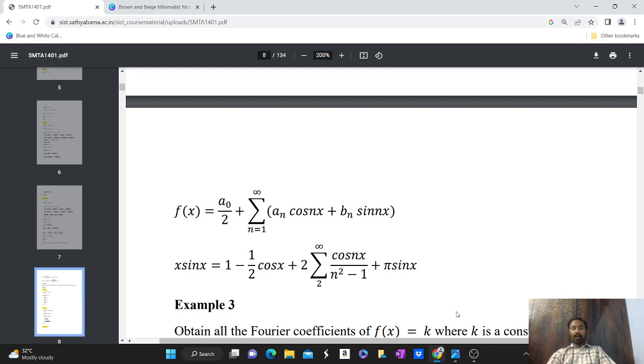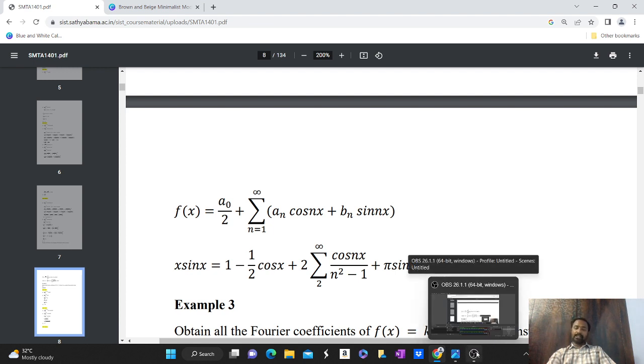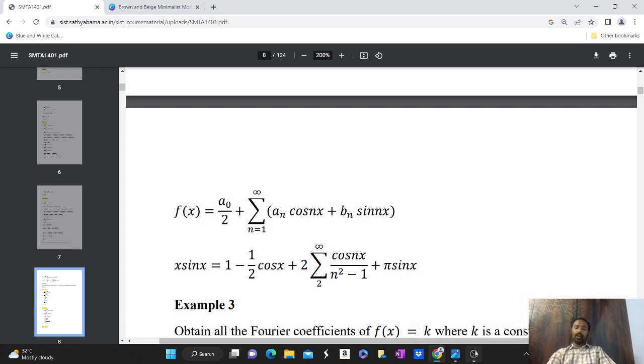So I hope you will understand these three problems from the Fourier series of the interval 0 to 2 pi. So in the next video we will find the values for the interval of minus pi to plus pi. Thank you.